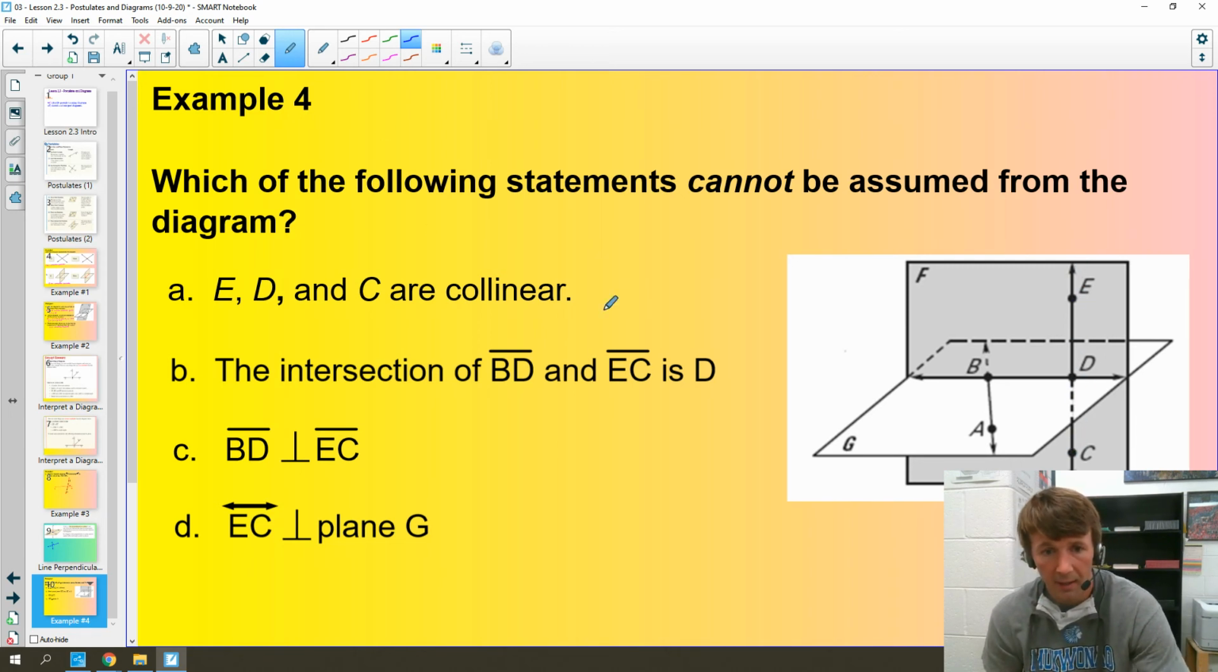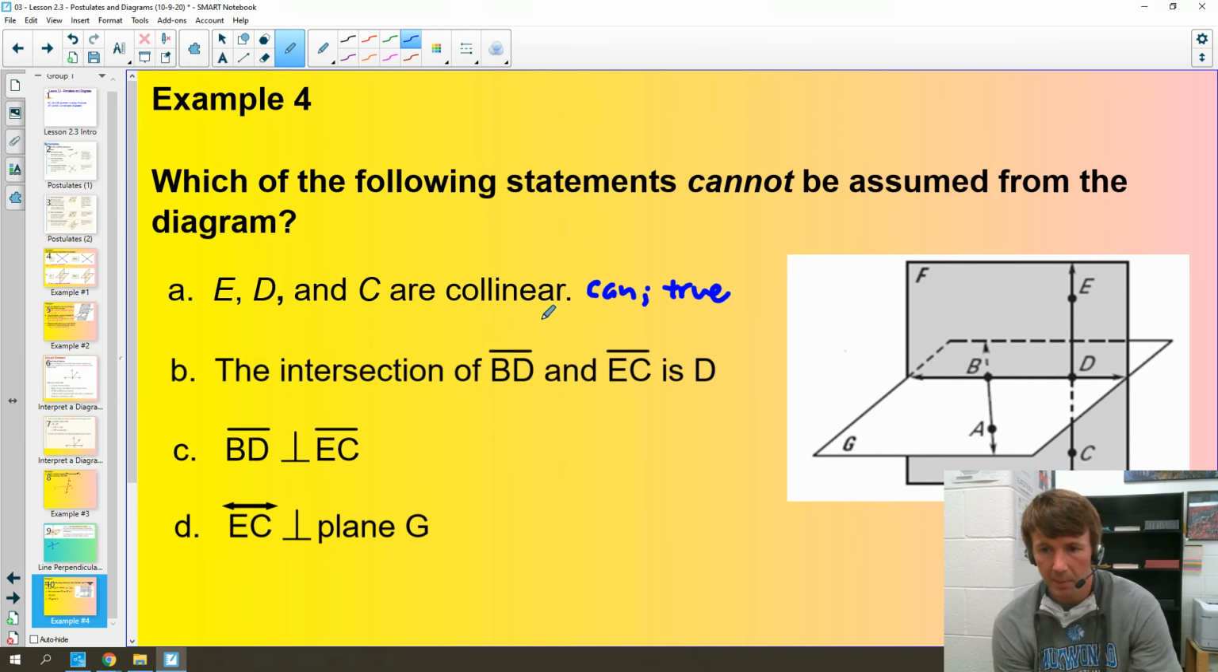So yeah, let's just say, which of the following statements cannot be assumed? This one can be assumed. Another way to ask that same question would be, are these true or false? That's true. E, D, and C are collinear. We can assume that. Let's look at the next one.